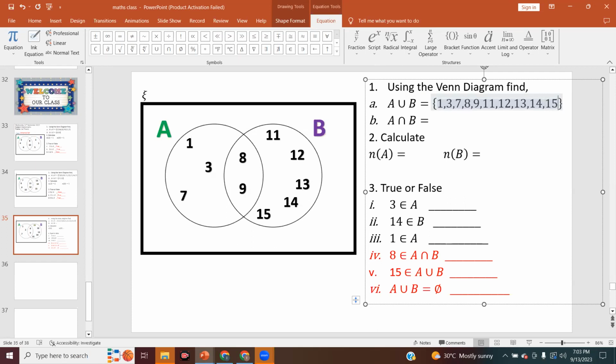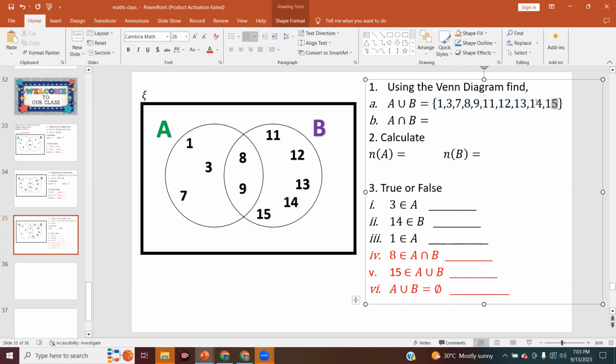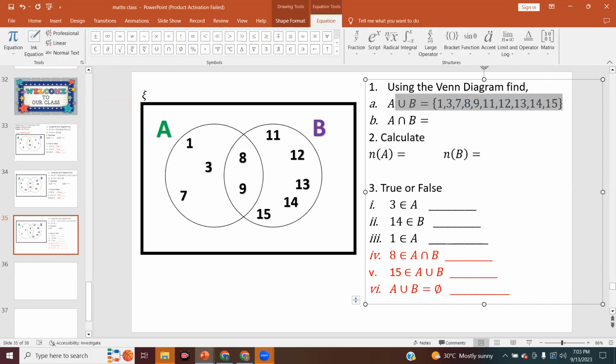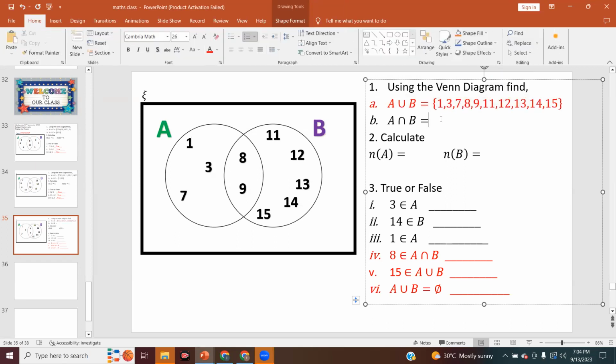Now, anyone got this one right? If you got this right, let me hear you. Yes, sir. Perfect. Okay, next person. Justin, would you have put the intersection of A and B?